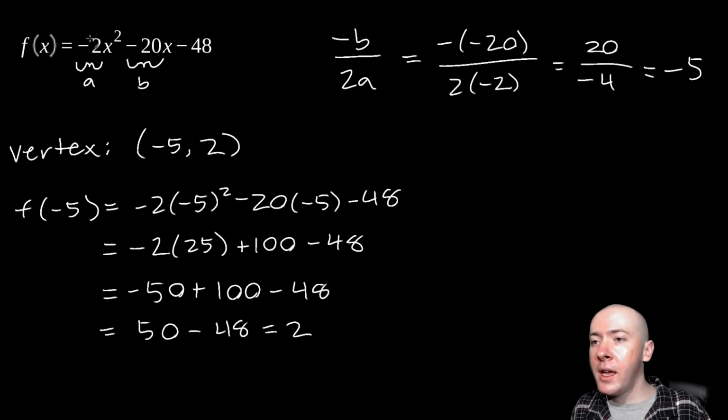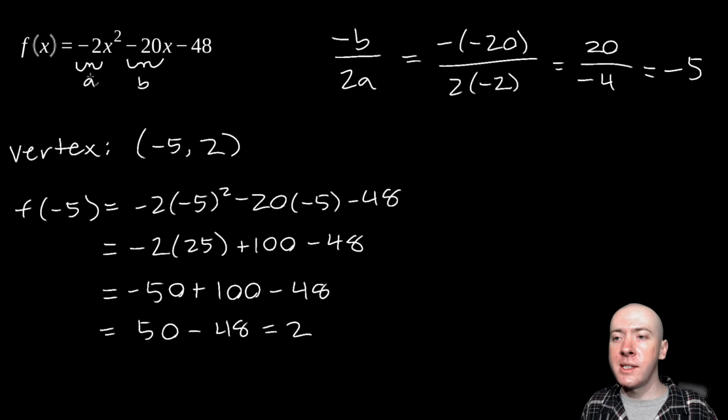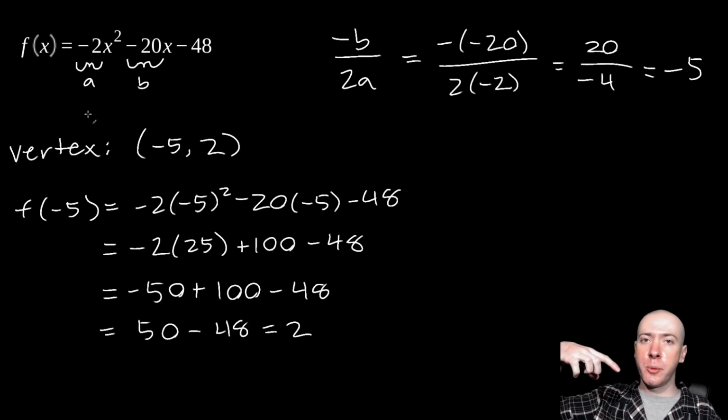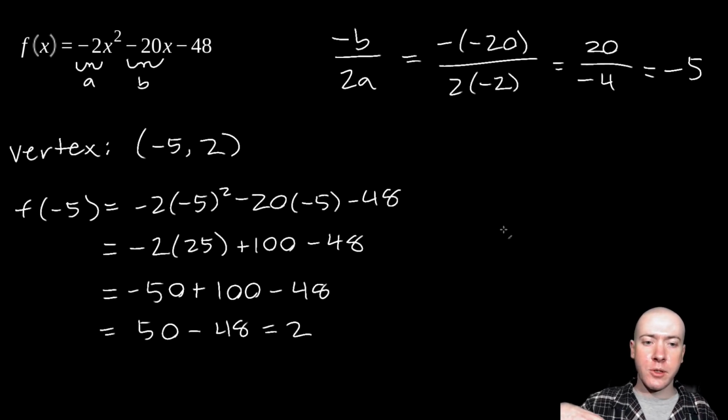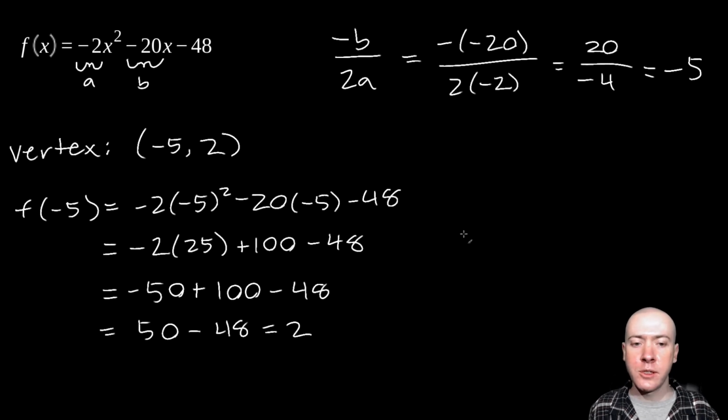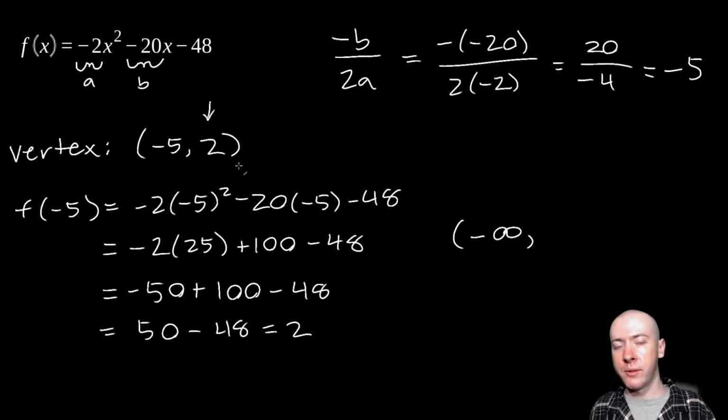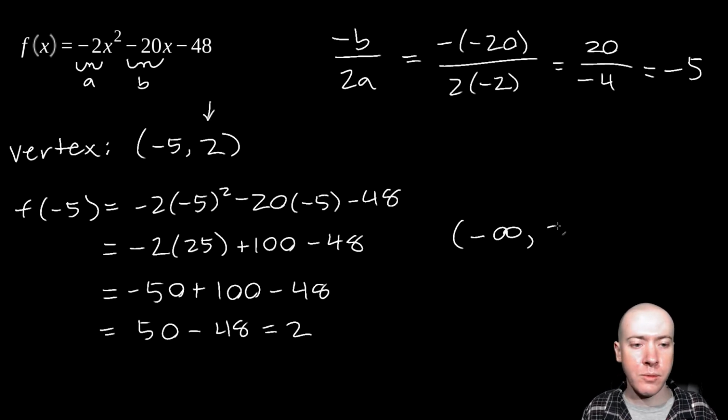Now, because a, the number in front of x squared, is negative, this parabola is opening down. So that tells us that the range is going to start at -infinity, and it's going to end at the y value of the vertex, which is 2. So this is going to be our answer.